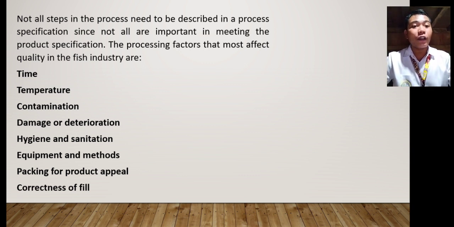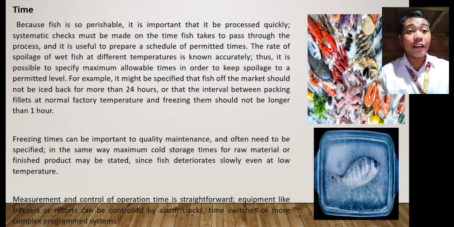Processing factors that most affect quality in the fish industry are the time, the temperature, contamination, damage or deterioration, hygiene and sanitation, equipment and methods, packing for product appeal, correctness of feel. Time. As we all know, fish is highly perishable. It is important that it be processed quickly.